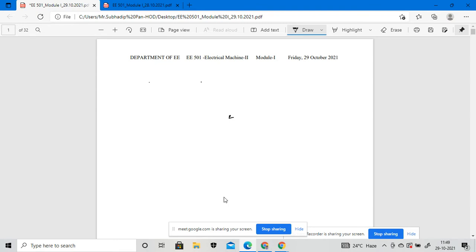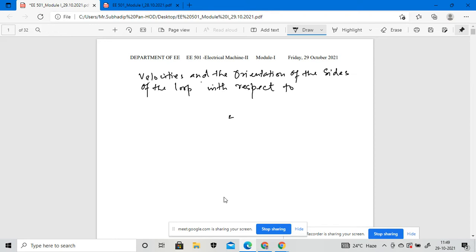Fine. So today we will discuss the velocities and the orientation of the sides of the loop with respect to the magnetic field, right? So first we have to draw these things.